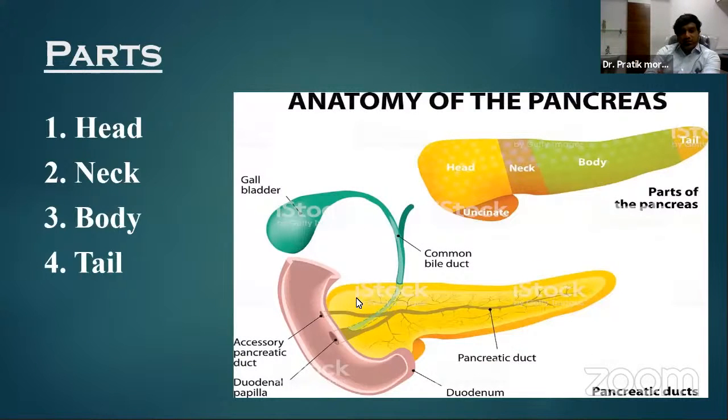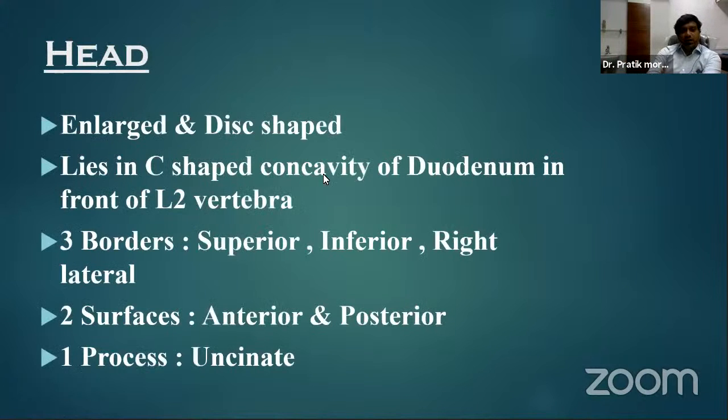Can we go back a little? Yes. So this is the duodenum. The duodenum begins here somewhere. This is the first part. Then this vertical one is the second part. Then this is the third part, and thereafter there is the fourth part. So this C-shaped concavity of the duodenum accommodates the head of the pancreas. So the first point is clear: it lies in the C-shaped concavity of the duodenum.